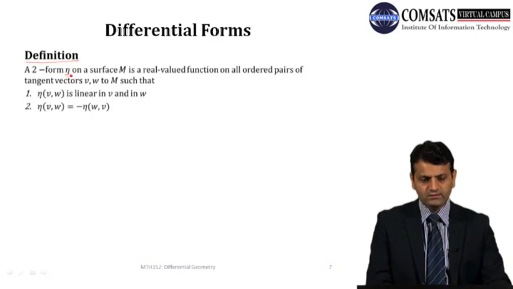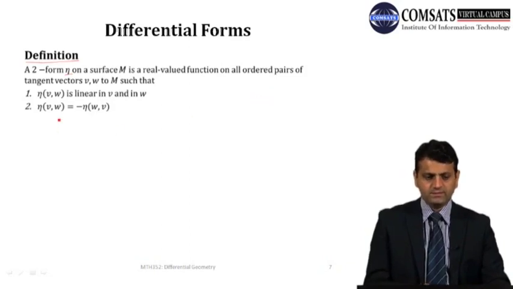A two form eta, so this is the word eta, on a surface M is a real valued function on all ordered pairs of tangent vectors V, W to M such that, सबसे पहली कंडीशन तो ये है, it is linear in V and W, and eta of V, W is equal to minus eta of W, V. So बेसिकली कंडीशंस तो दो लिखी नज़र आ रही हैं आपको, लेकिन हिडन एक और कंडीशन भी है: is a real valued function on all ordered pairs of tangent vectors to M.